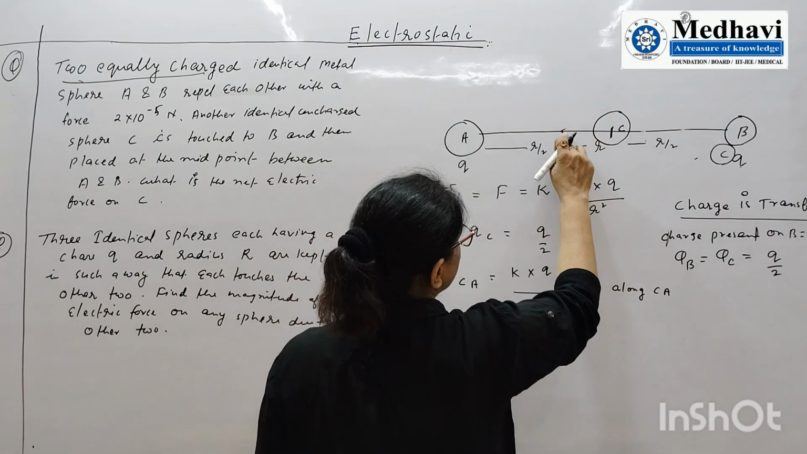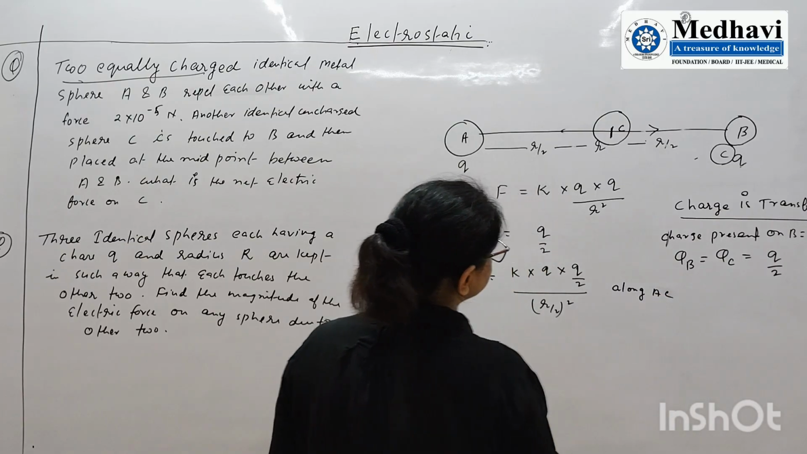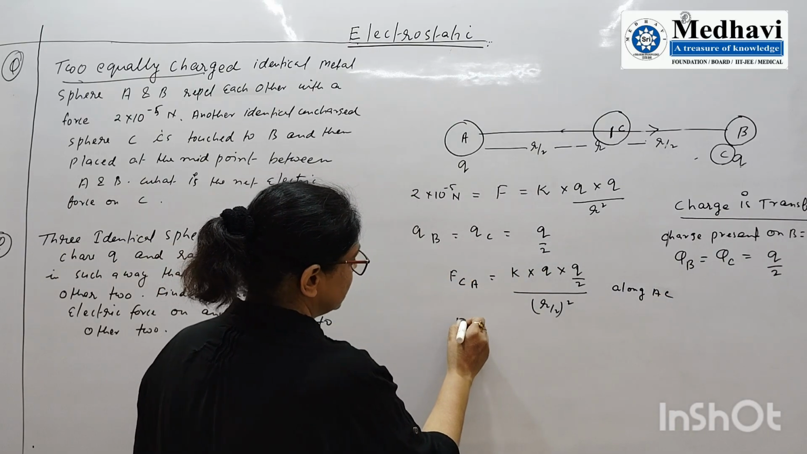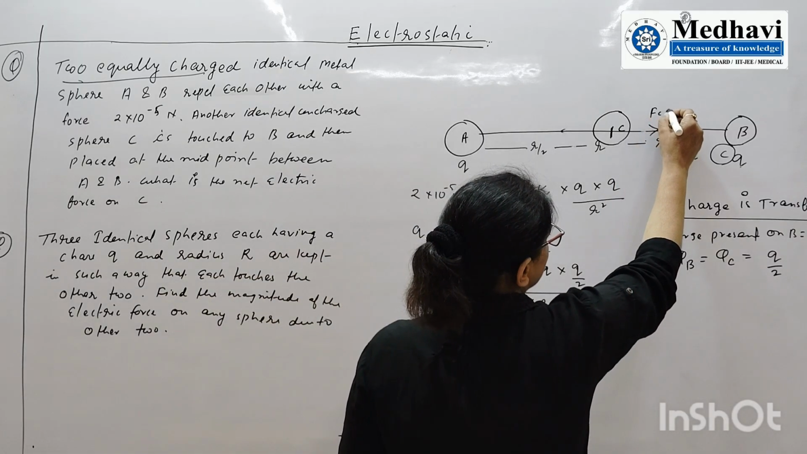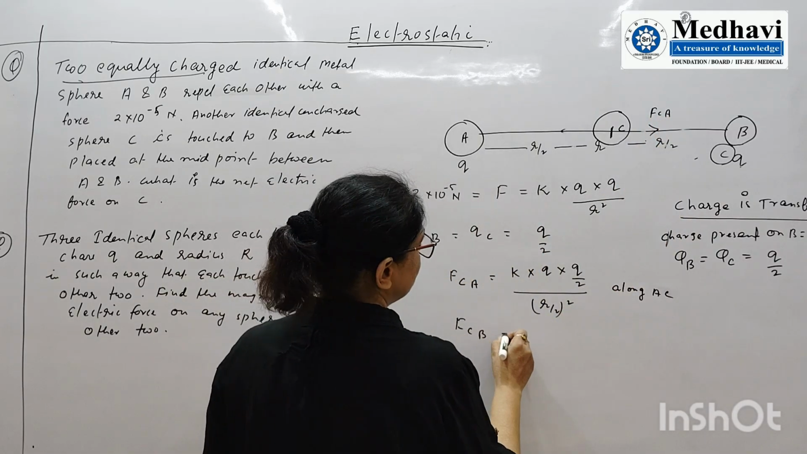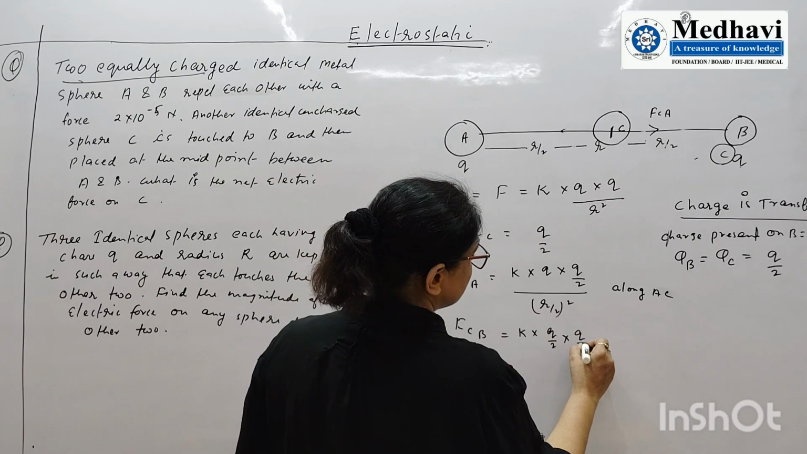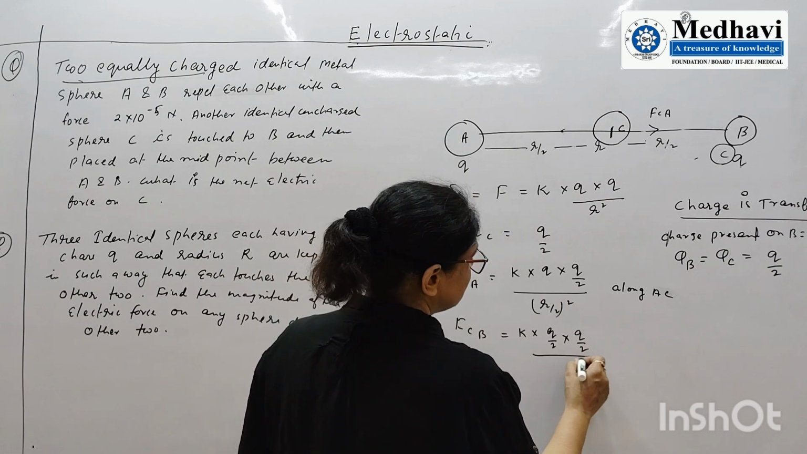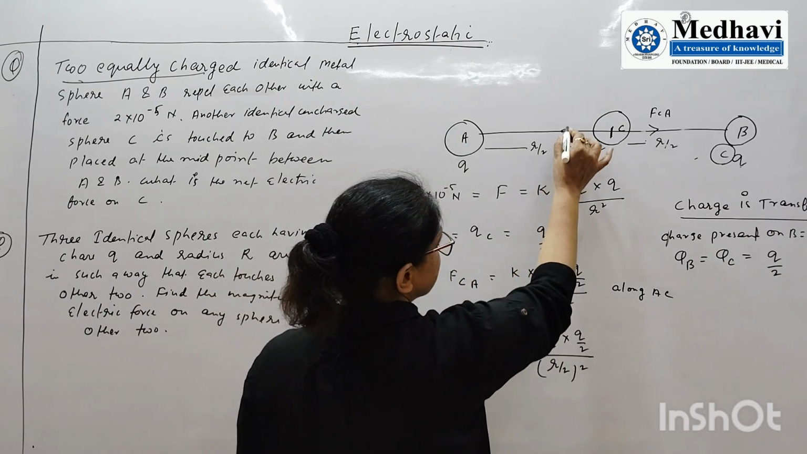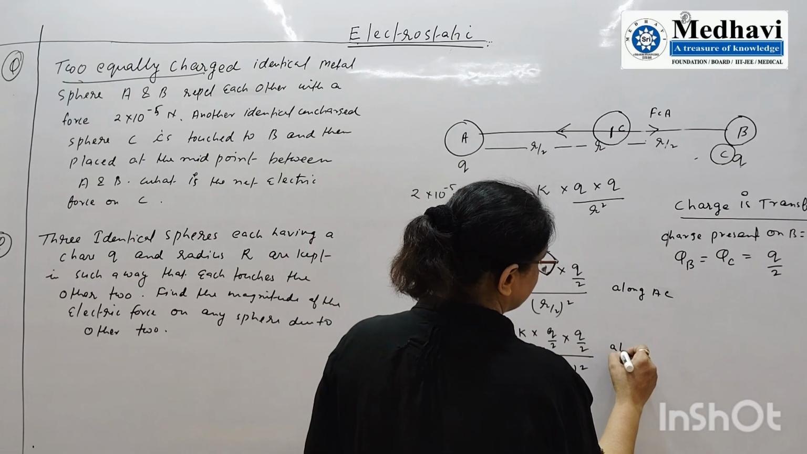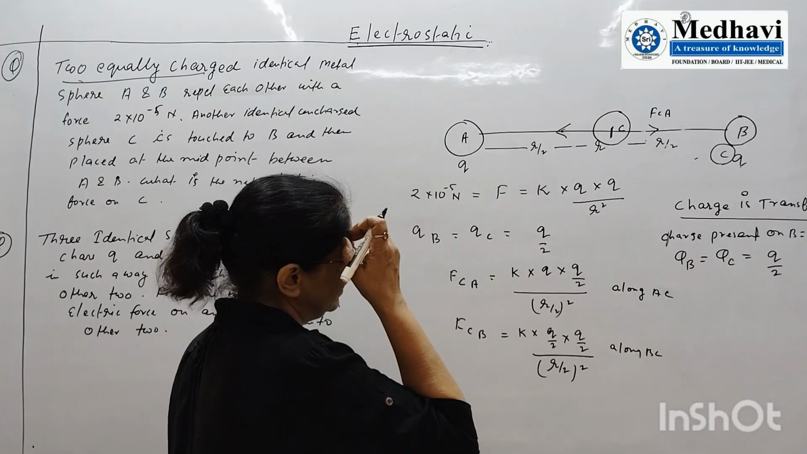Sorry, this will be repelled, so this will go like this, along AC. Now, force on C due to B, this is the force on C due to A. Force on C due to B: the charge present on B is Q by 2, the charge present on C is Q by 2, and the distance between them is R by 2, the whole square. And this is along BC. So, we will find the net force.